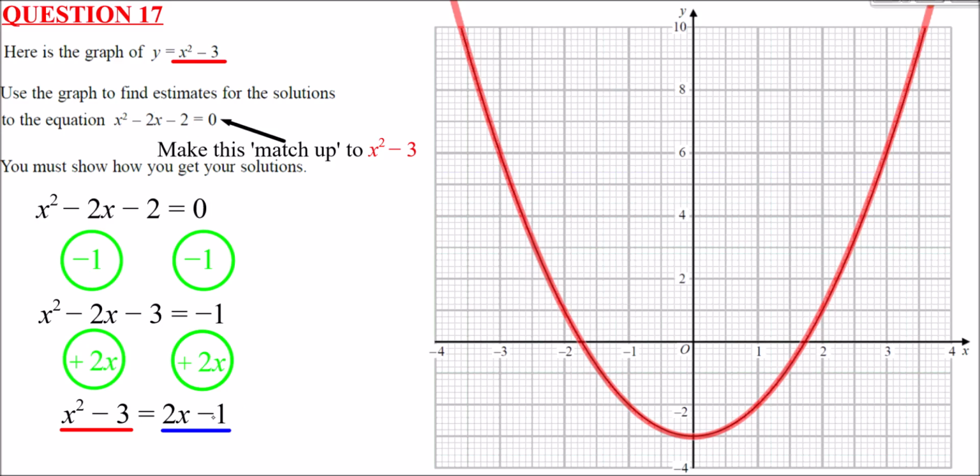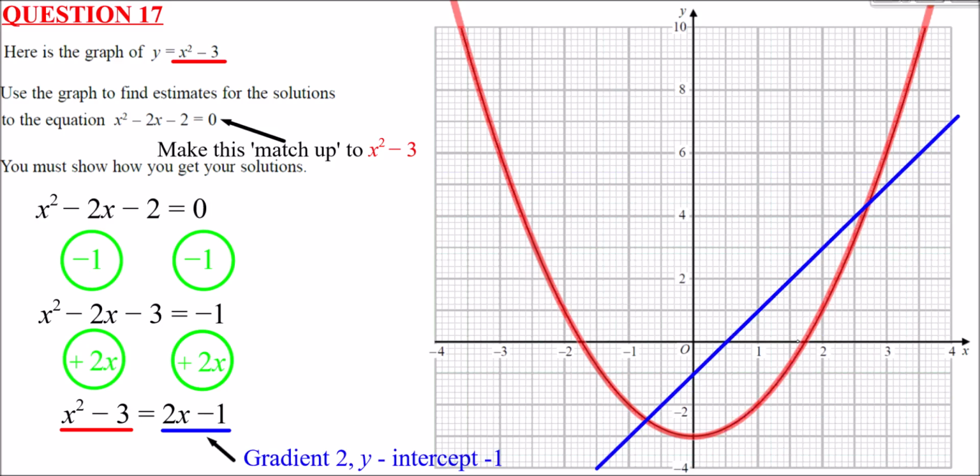So as long as we can draw straight line graphs okay, we need to plot on y equals 2x minus 1. This will have a gradient of 2, because the number in front of the x is a 2, and it'll cross the y-axis at minus 1. So with a bit of care, you should draw this line looking something like this in blue. Here's one I did earlier. Then we just need to see where they cross over. So clearly, the red and the blue cross here and there, and these 2 points relate to the solutions of this equation we need to solve.